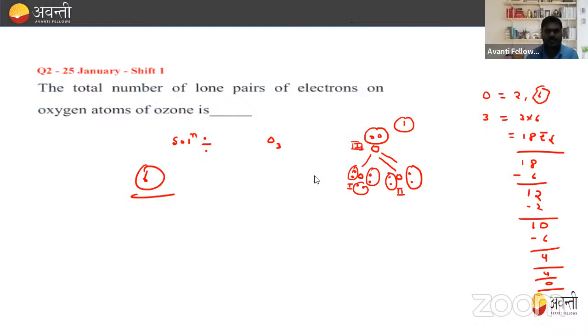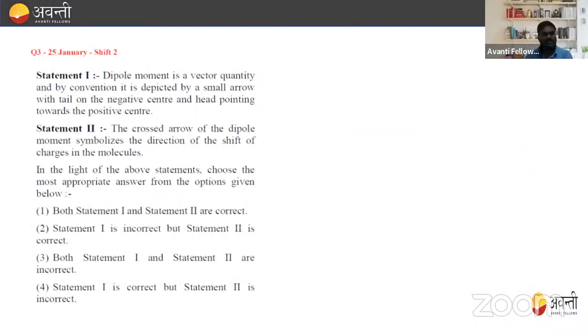Okay. Now, the next question is a statement type of question. Two statements are given below, and you have to identify the correct statement and the reason for such a statement. According to the question, statement one says, dipole moment is a vector quantity, and by convention, it is depicted by a small arrow with the tail on the negative center and head pointing towards the positive center.